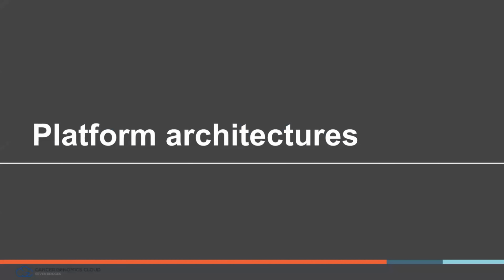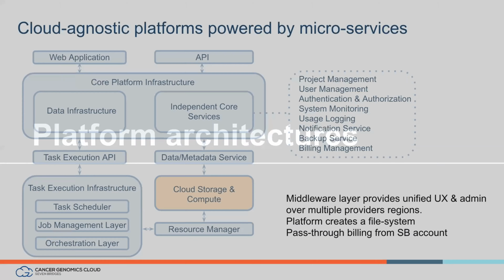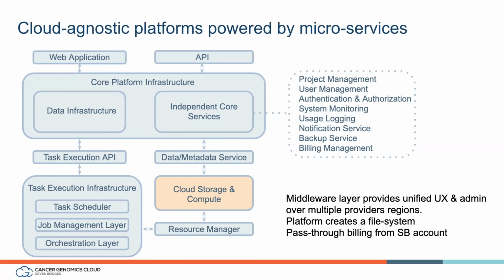So to move into the platform architecture, this is a simplified diagram giving an overview of how things work. The way these 7 Bridges platforms are structured is that we have an extensive middleware layer on top of the cloud, so AWS or now Google as well. And this middleware layer is a series of microservices. So no matter where you came in from, what's going on underneath, the look and feel to the user is the same.